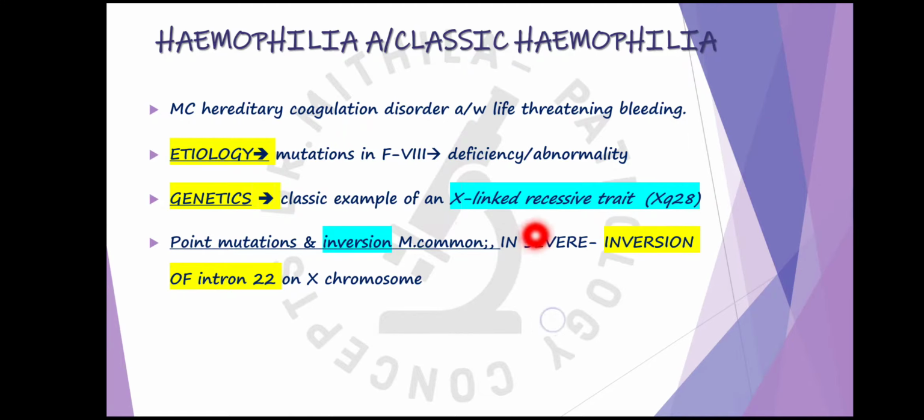So many questions also come on the type of inheritance of hemophilia, and since it is X-linked recessive, it affects the males more commonly than the females. And also a question is asked on the type of mutation that is seen in hemophilia. So it is point mutation and also inversion, which is most common. And in the severe form of hemophilia, inversion of intron 22 is seen. So again, this you have to learn for the MCQs.